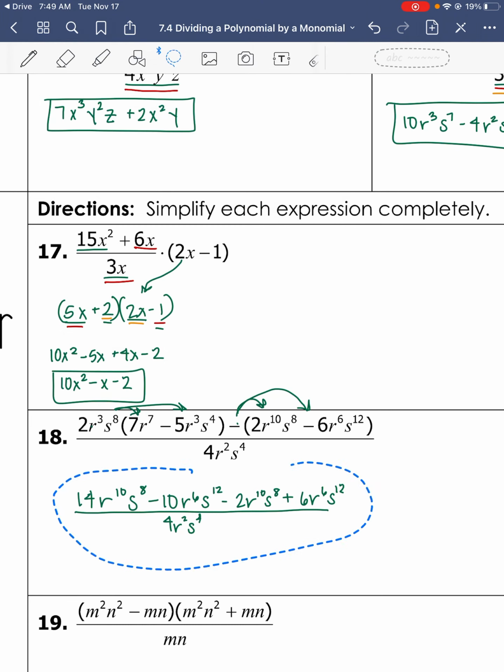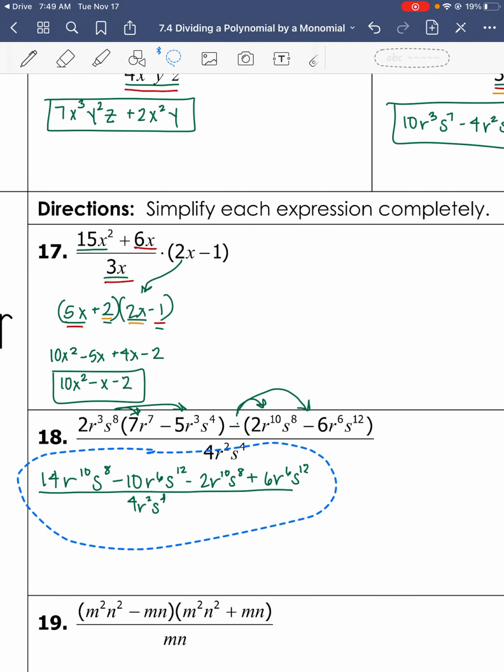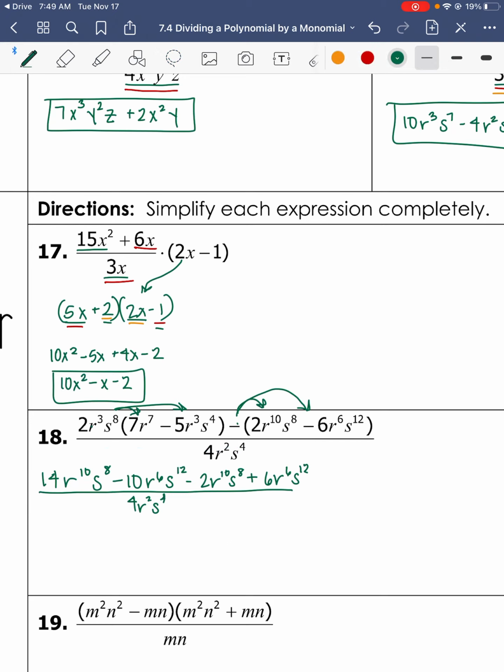Okay, so what we need to do first is we are going to need to combine like terms on the numerator to simplify it before we divide by the denominator. Okay, so let's look at what kind of like terms we have. We have r to the 10th, s to the 8th. We have r to the 10th, s to the 8th here. And then we have r to the 6th, s to the 12th, r to the 6th, s to the 12th. So it looks like we can combine the numerator into two terms.